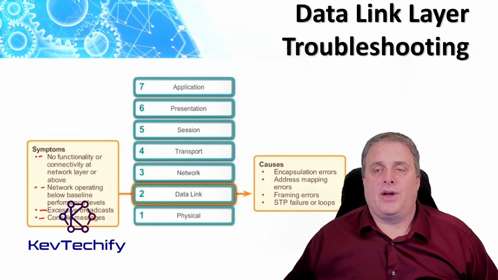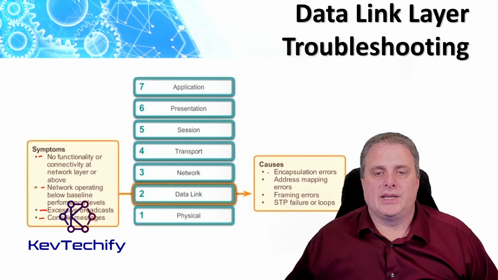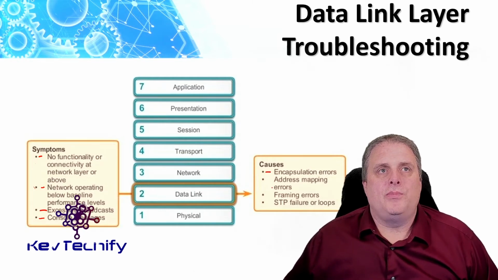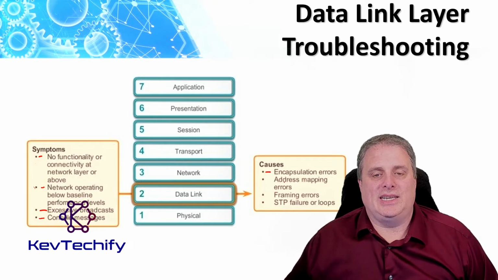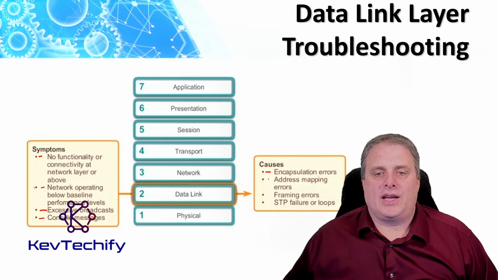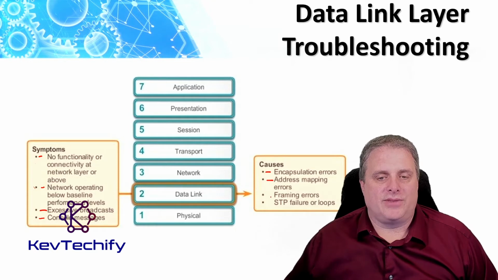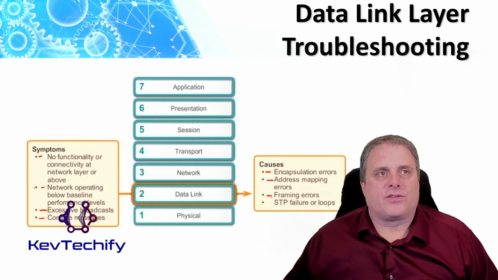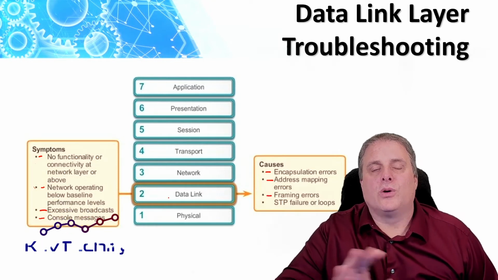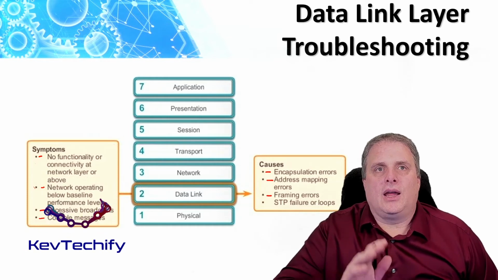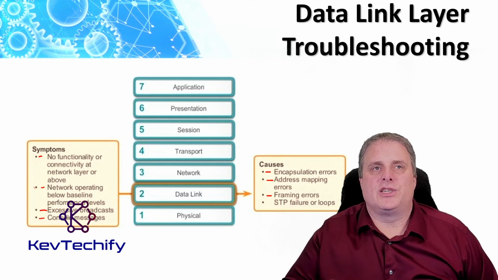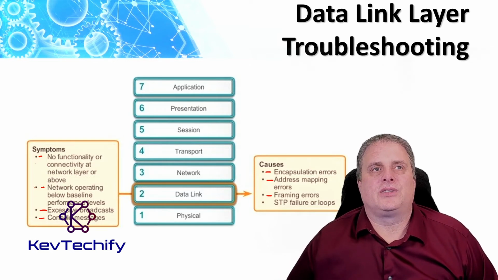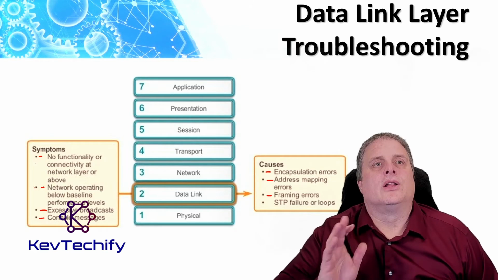Some of the causes you have here at the data link when you're troubleshooting is encapsulation errors. Occurs when bits placed in the field by the sender are not what the receiver expects to see. We also have address mapping errors, and that occurs when layer 2 and layer 3 addressing is not available. Another cause is framing errors. Framing errors can be caused by noisy serial lines, an improperly designed cable, faulty NICs, duplex mismatch, or an incorrectly configured channel service unit, CSU, line clock.